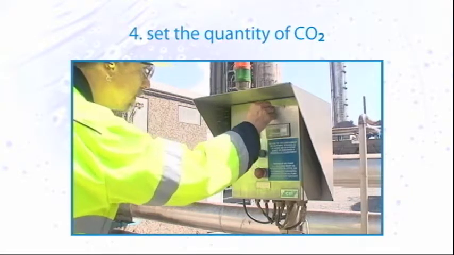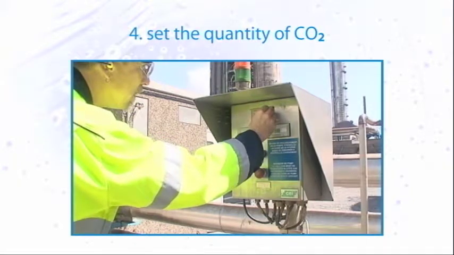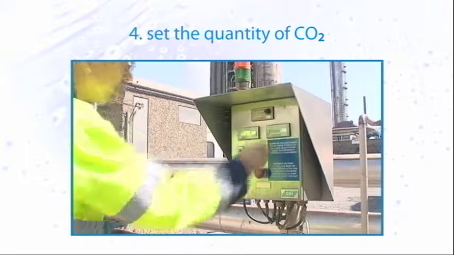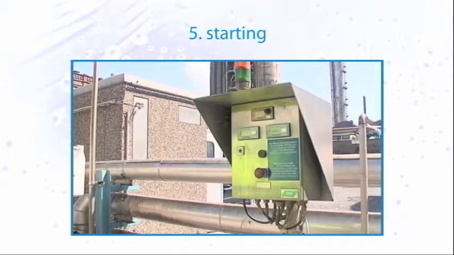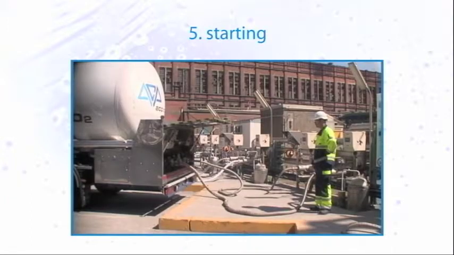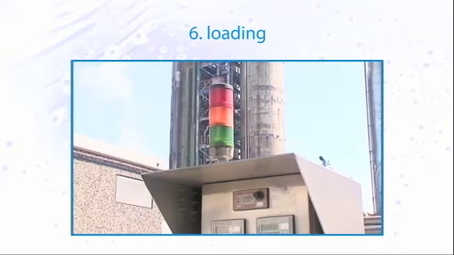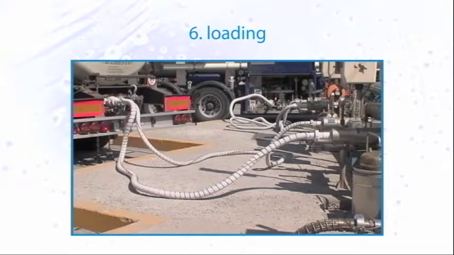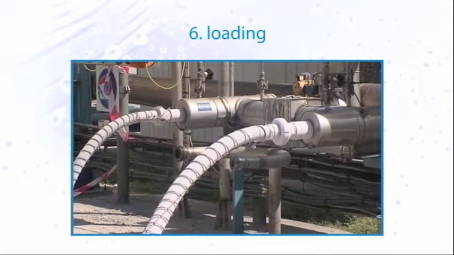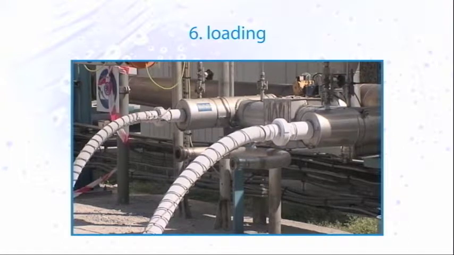Using the potentiometer knob, you must now set the desired quantity of CO2. Now press on the Start button to start the loading procedure. This causes an automatic gas retraction and starts loading. This runs completely automatically. During loading, the orange lamp on the top of the control box flashes. As soon as the set weight is reached, the loading pump stops and closes the valves at the loading station. This occurs completely automatically.